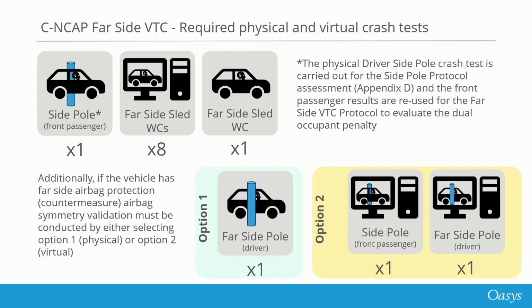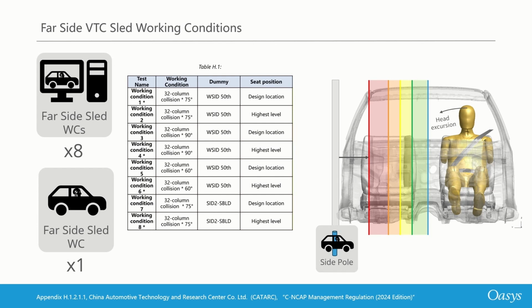Or option 2, which is fully virtual, and this requires what is called the Virtual Assessment Certificate to be performed. So in order to obtain that, we need to conduct a virtual side pole assessment, which is correlated against the physical side pole. And then once we pass the virtual assessment certificate, we can perform the virtual far side pole assessment as per option 1. So let's take a look at the working conditions then.